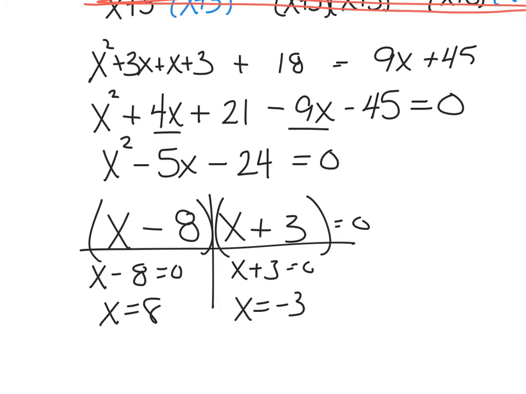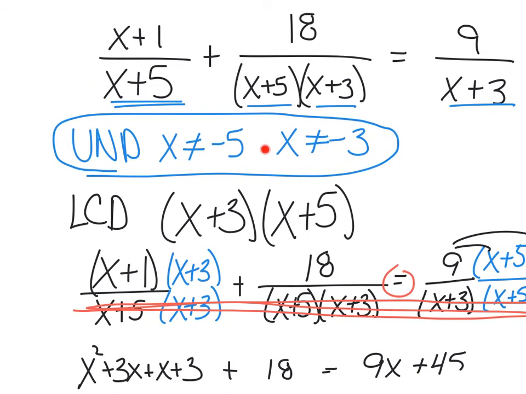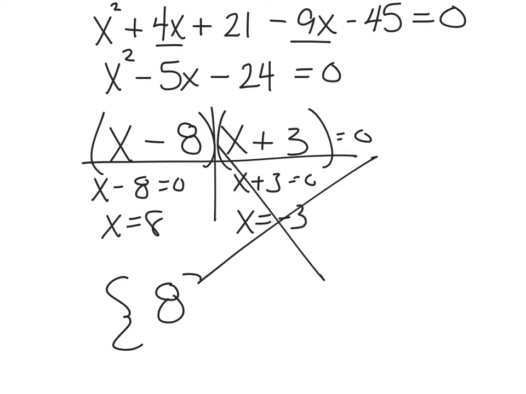Now remember, it's an equation, so you have to go back and check your answer. But here's the beautiful part. When we stated what's undefined, we said the answers can never be negative 3 or negative 5. So I know that this answer is automatically getting rejected and that my only solution is going to be the number 8. Okay, so not the easiest equations to solve.